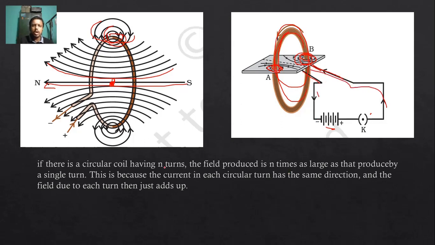If there is a circular coil having n turns, the field produced is n times that produced by a single turn. If you consider a single turn circular loop, then the field produced would be some value, and when it is n turns, it will be that value into n. This is because the current in each circular turn has the same direction, and the field due to each turn just adds up.